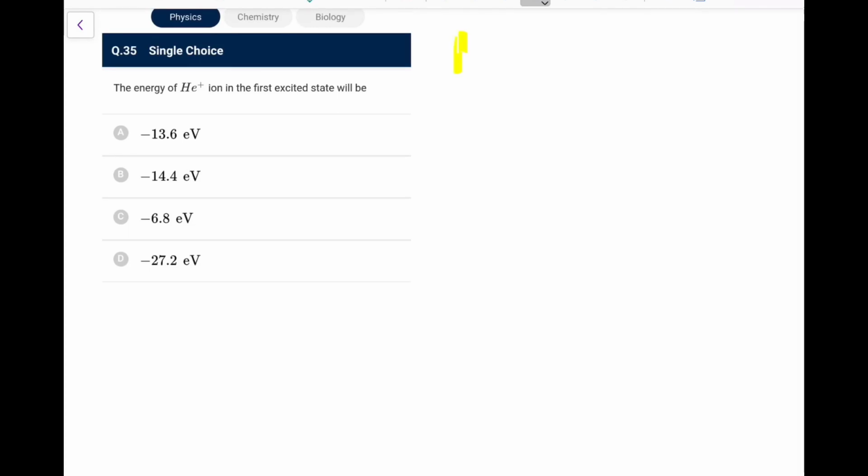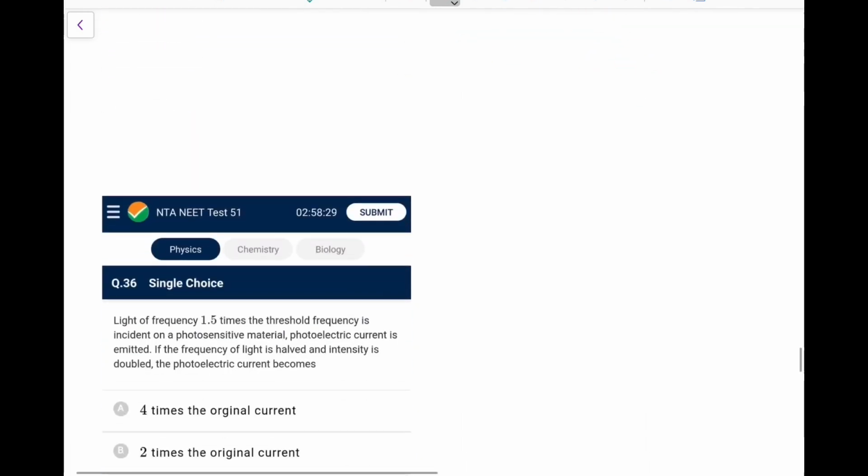Now, the energy of the helium plus ion in the first excited state. The energy in the first excited state, which we write as E2, going by Bohr's result, is minus 13.6 Z square by n square. So minus 13.6 into Z is 2, so 2 square, n is 2, so 2 square, so this is minus 13.6 eV. No point in guessing, it's an easy one.